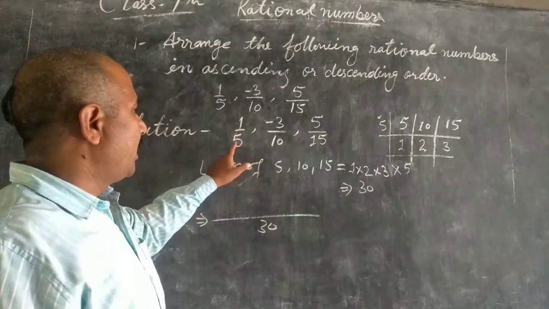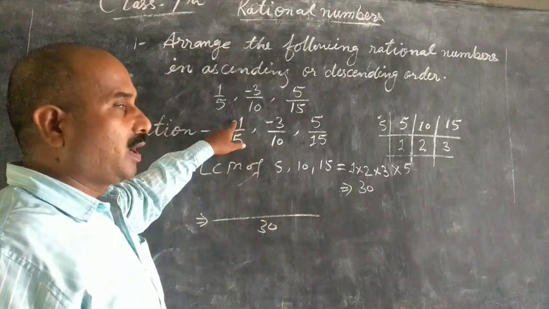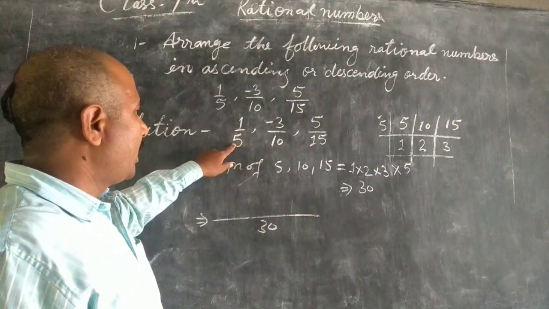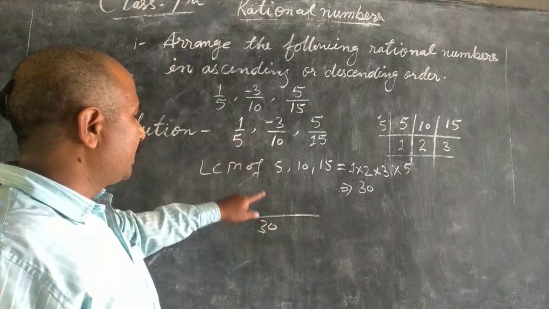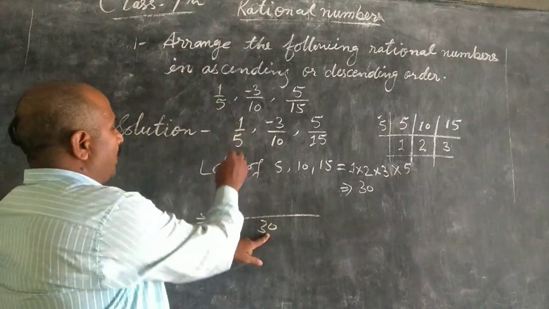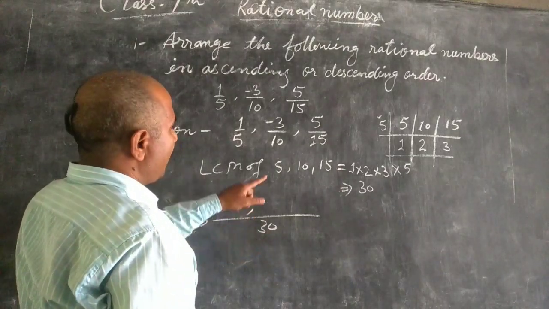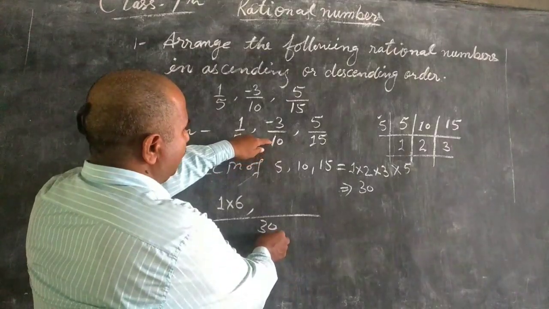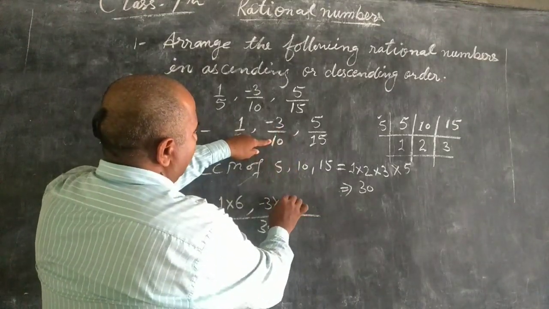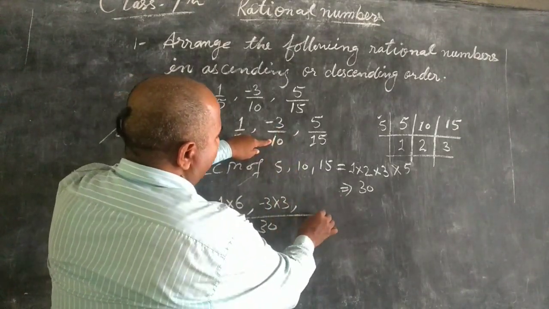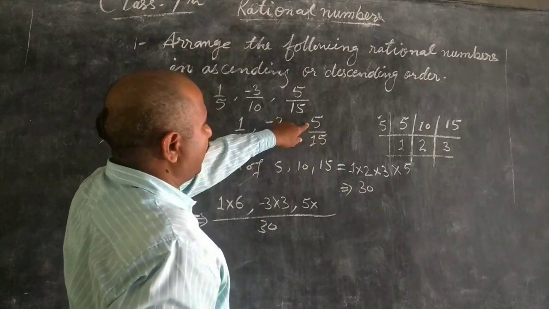the denominators, and when it is divided, you will multiply the quotient with the numerator. As 5 is going to divide 30, 6 times: 5 6s are 30, and you will multiply 1 by 6. After that you will put the comma. Again you will divide 30 by 10. 10 3s are 30, and you will multiply minus 3 with quotient 3. After that you will again put the comma and write the next numerator and multiply.